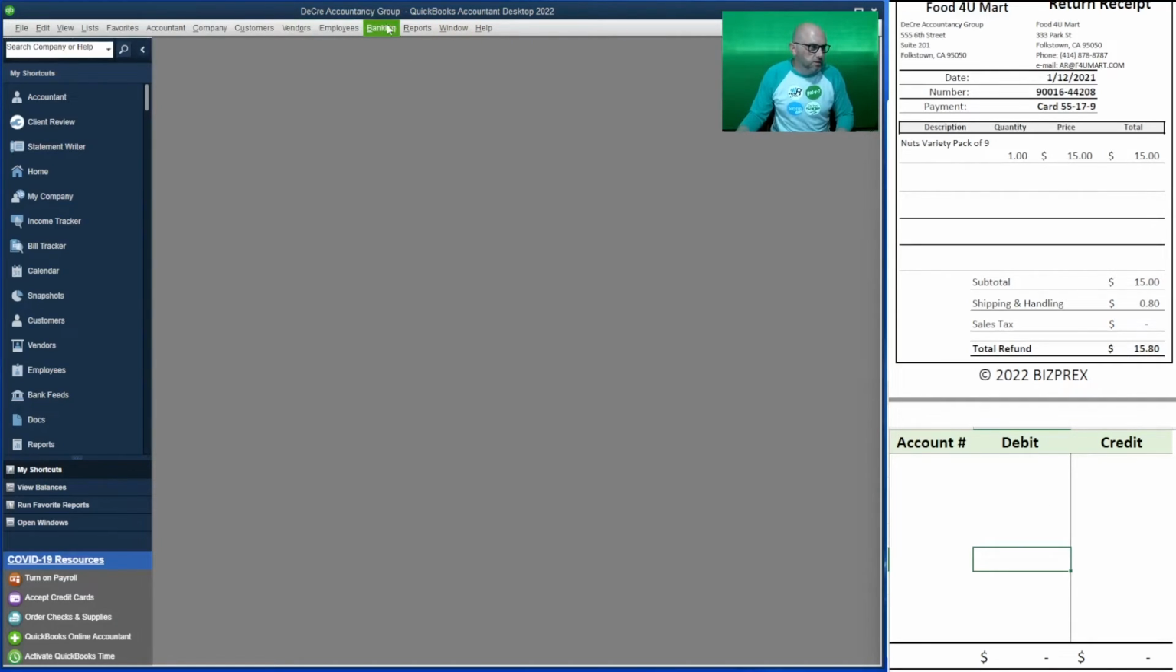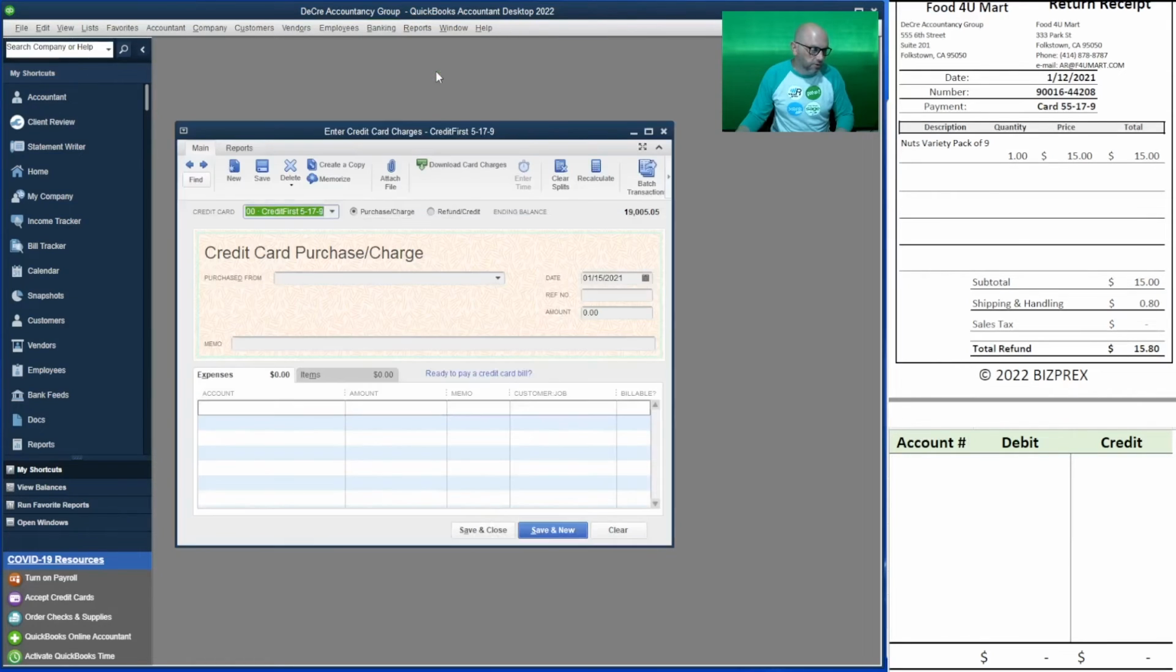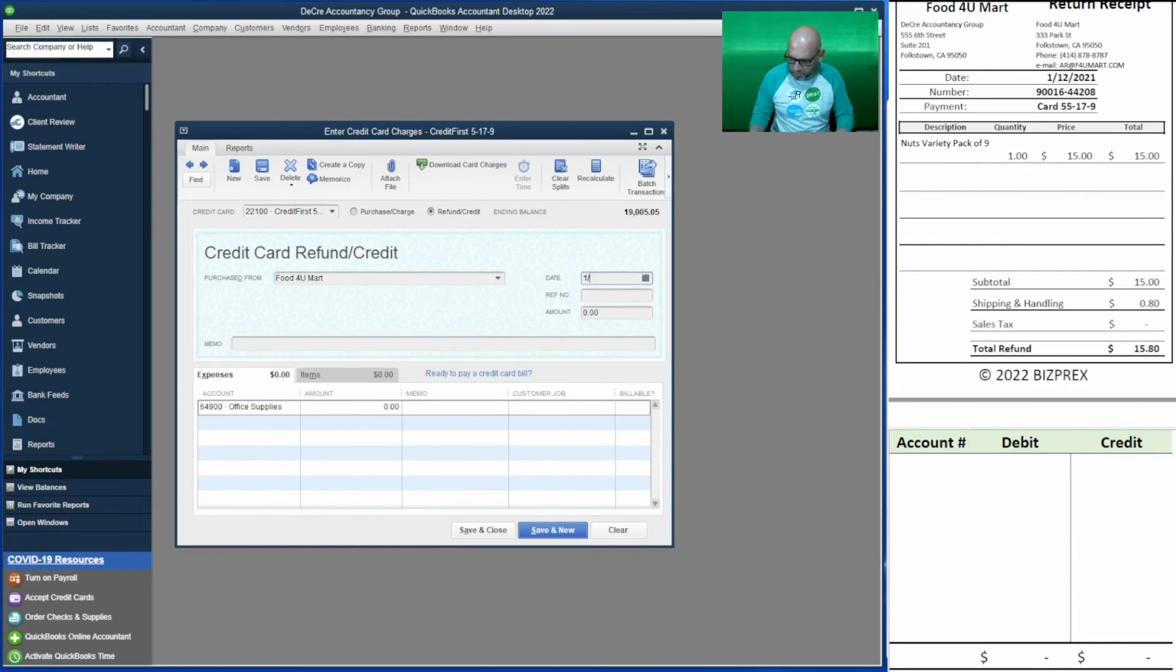So again, let's go ahead and go back just to show you how you book a refund from a credit card. Well, you go into credit card charges, right? And for those of you who watched Food Truck, you remember this. It's very straightforward. There's this little button that switches all these windows and the way they behave in terms of debits and credits. So let's do that. All right. So here it is. Now it's credit card refund. It's from Food Mart. All right, and it's on 1/12/2021.